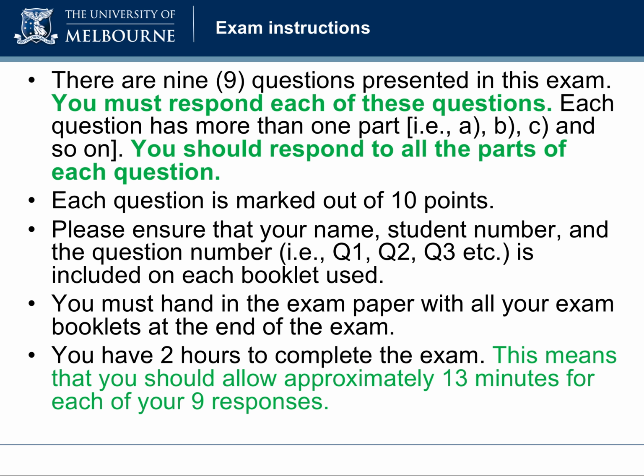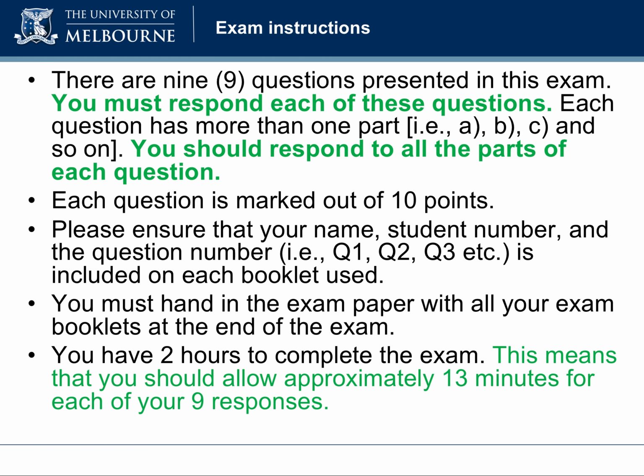So let's have a look at some of the exam instructions. You can also have a look back at the lecture I gave. Was it week 10 or week 12? I think it might have been week 10. At the beginning of the lecture, I showed the actual exam cover sheet, and lots of the things on this slide are speaking to that cover sheet.